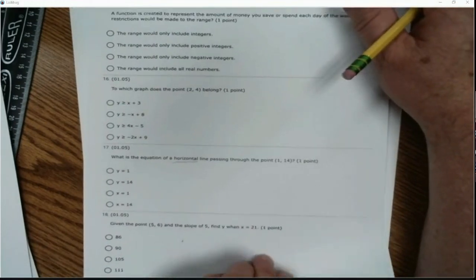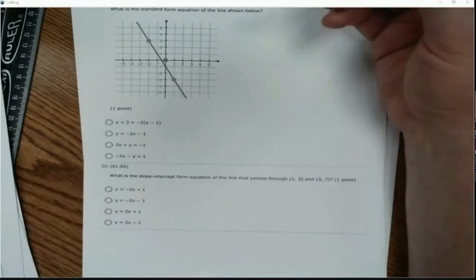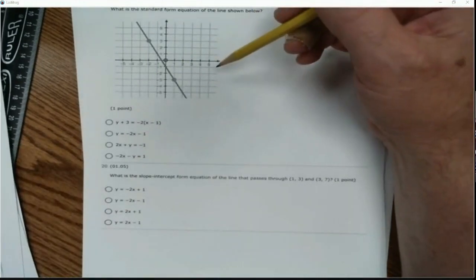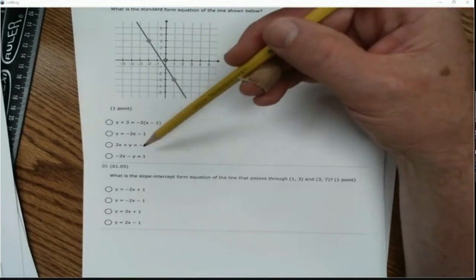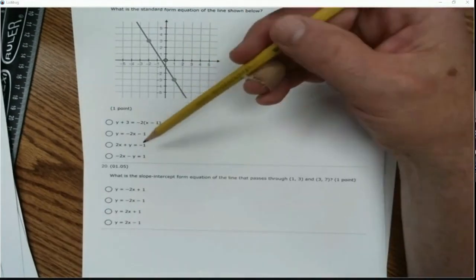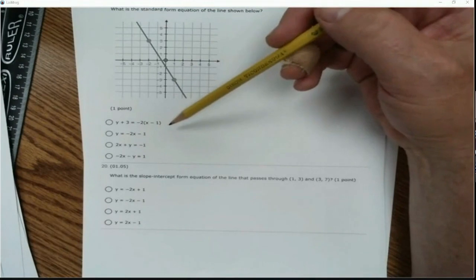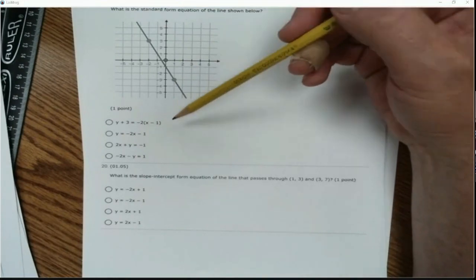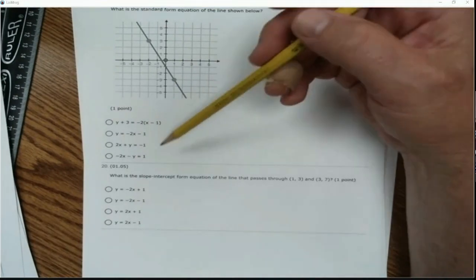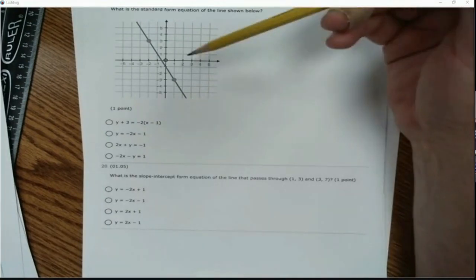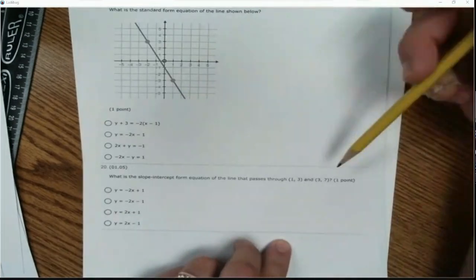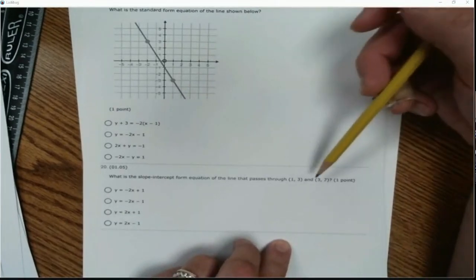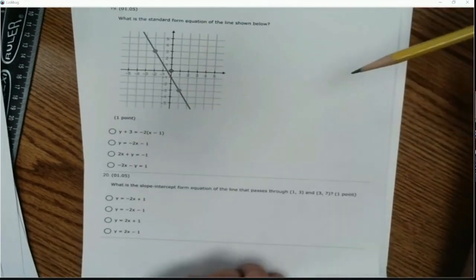So different problems there. What's the standard form of this equation? Standard form, right? So there's different forms listed here. I see slope-intercept form. I see point-slope form. I see standard form. Which one of those is standard form for this actual line? What's the slope-intercept form of the line that passes through this point?